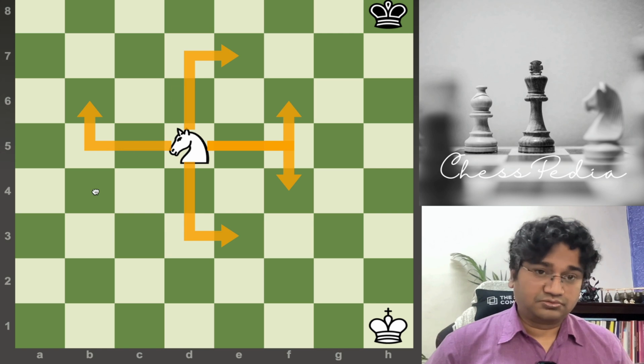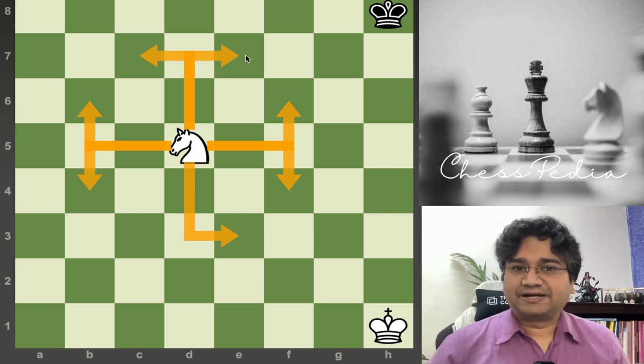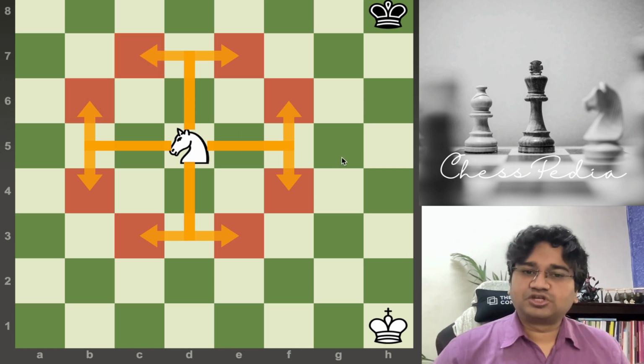And it can jump also over pieces. So these are the squares which this knight can cover: 1, 2, 3, 4, 5, 6, 7, 8. So this is the peculiar power of this knight. So let's play some moves.